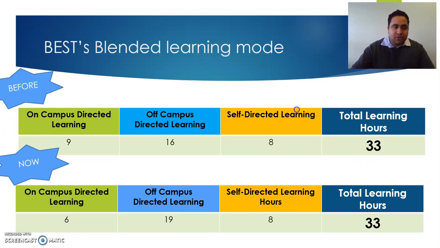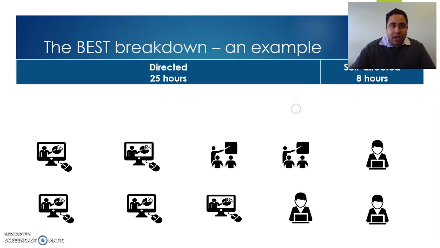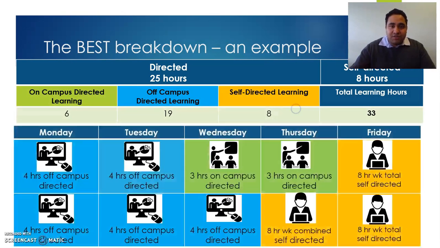Now this is where planning E into your practice becomes quite an important aspect, because again you're reducing your classes from either 4 or 3 classes on campus a week to just 2. Does that mean there'll be no classes? No, there'll still be delivery online and your students will still be learning. So here's a breakdown of that example that you saw earlier. This is what a week might look like for our learners.